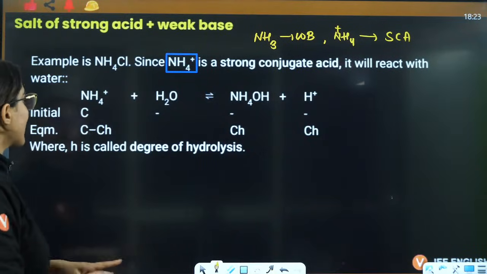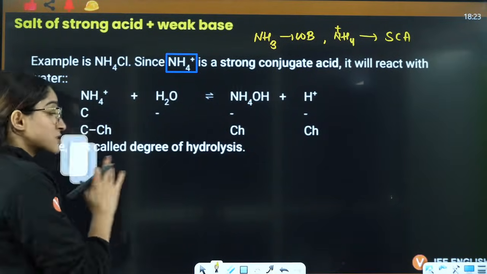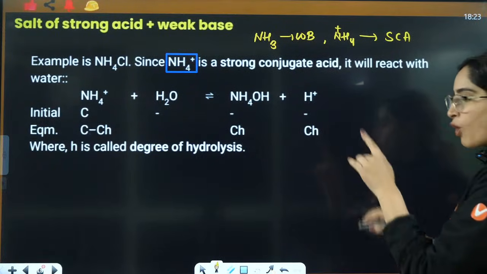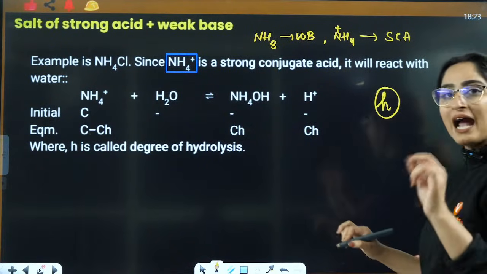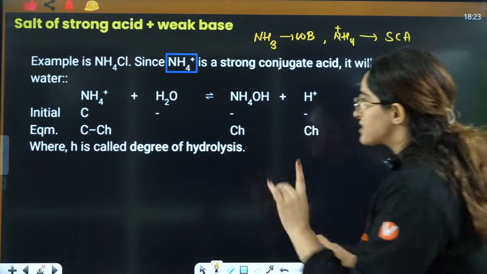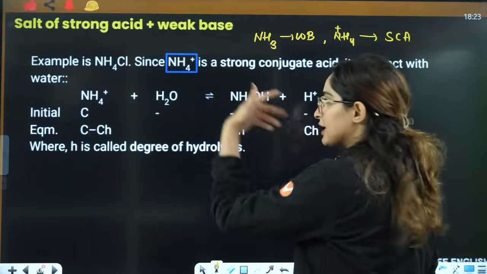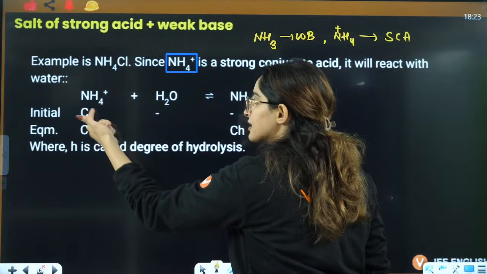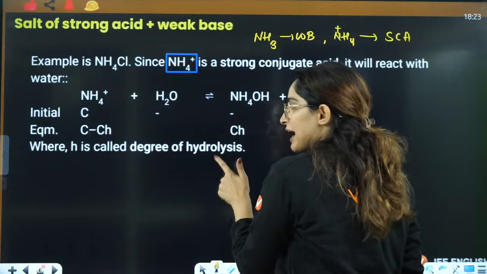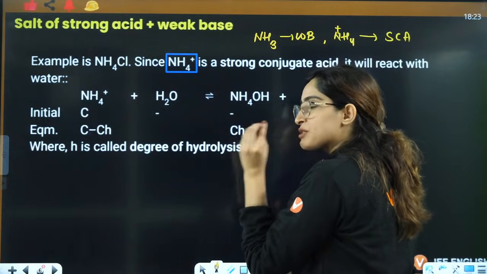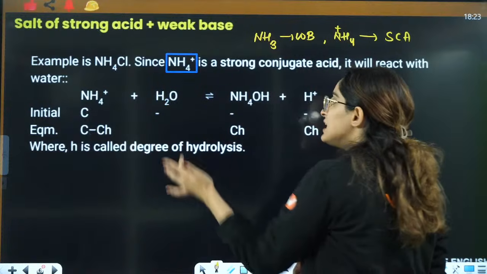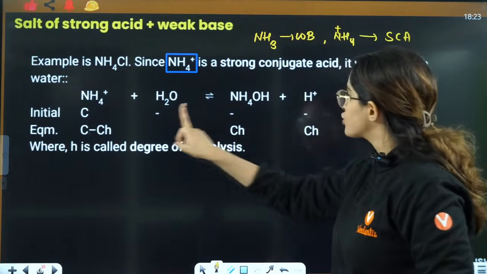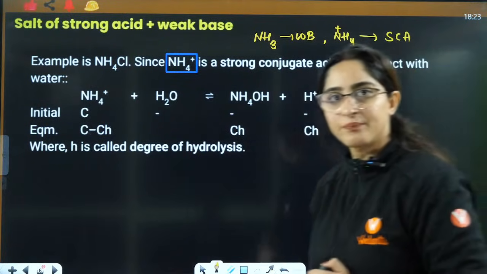Now in this case, I am saying h is the degree of hydrolysis. Just like we used to say alpha is the degree of dissociation, in salt hydrolysis we'll talk about h, the degree of hydrolysis. This is the same thing that we used to do before. C is the initial concentration, products are 0. C minus initial concentration into degree of hydrolysis. Instead of degree of dissociation, we have degree of hydrolysis. Liquid will not take part in it. And this is going to be Ch, this is also Ch, this is also Ch.